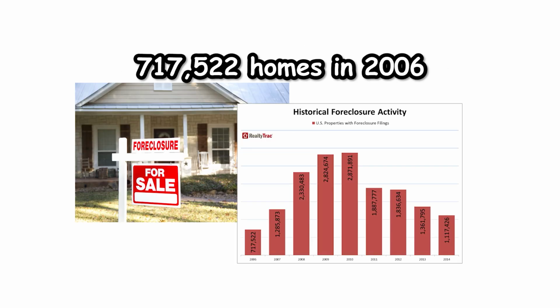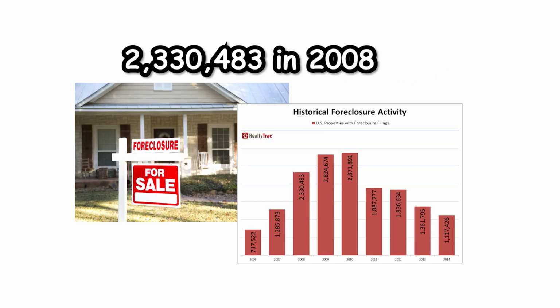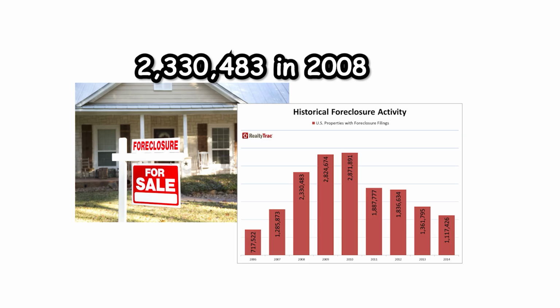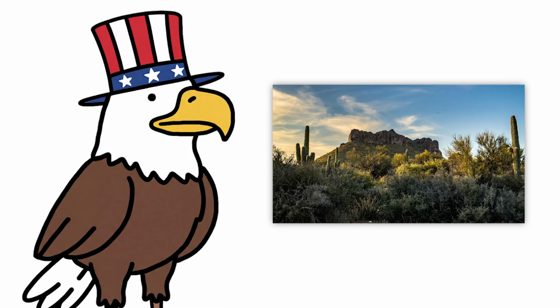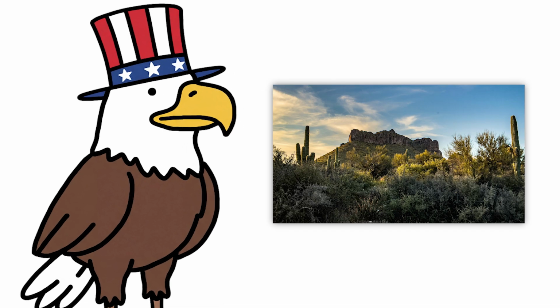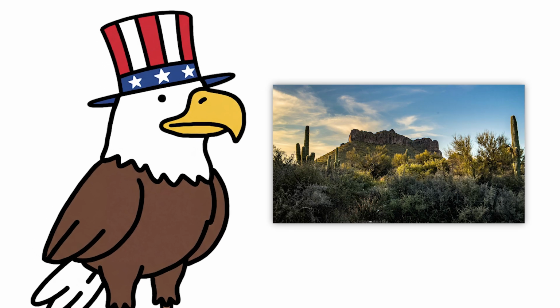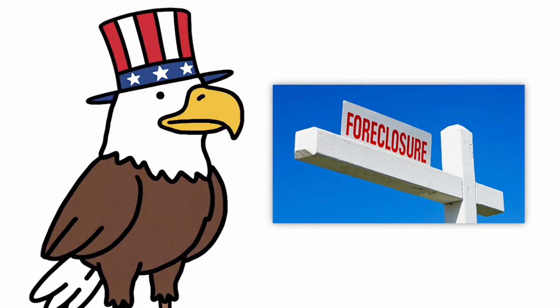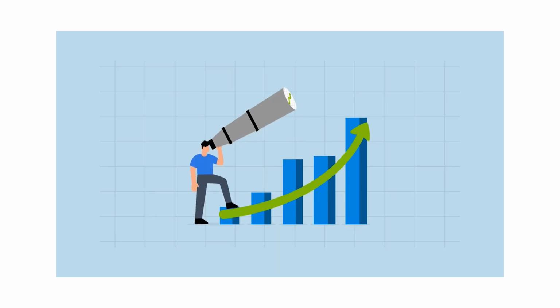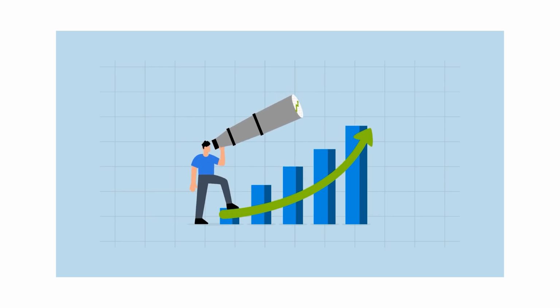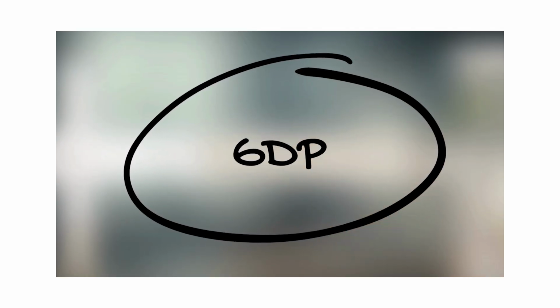Meanwhile, the human cost was staggering. Foreclosure filings exploded from 717,522 homes in 2006 to 2,330,483 in 2008. The worst hit areas were California, Arizona, Nevada, and Florida, where Lee County, Florida alone reached a foreclosure rate of 12%. US GDP fell 4.3% peak to trough, making it the deepest recession since World War II.